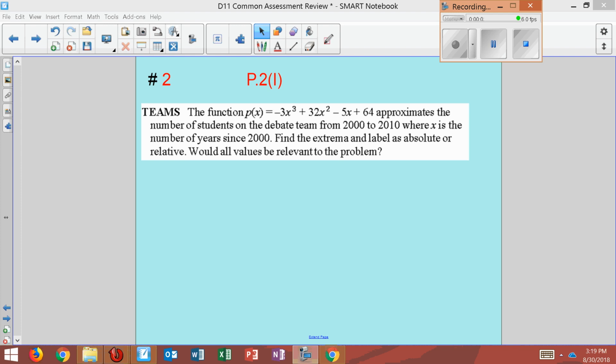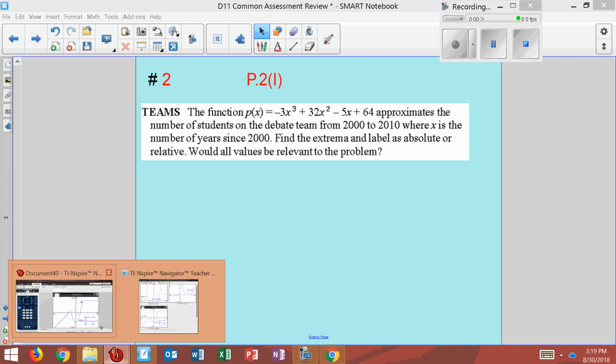Number 2, teams. The function p of x given here approximates the number of students on the debate team from 2000 to 2010, where x is the number of years since 2000. Find the extrema and label as absolute or relative. Would all values be relevant to the problem?